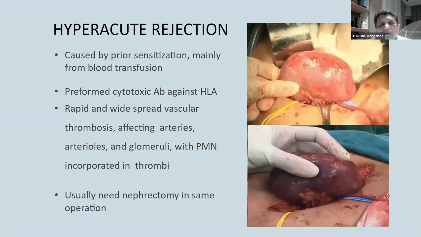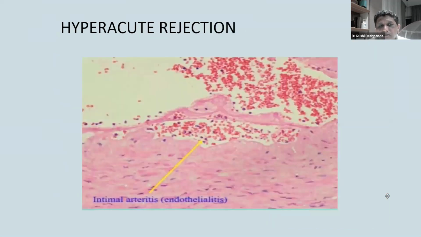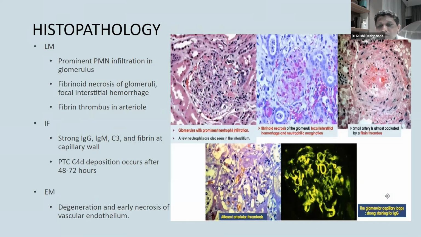So this is what you never want to see: hyperacute rejection, with the kidney appearing blue on the table. If you do a biopsy, you're going to see widespread vascular thrombosis, and these thrombi will usually need a nephrectomy in the same operation. This is how hyperacute rejection looks, with all the intravascular thrombi and endothelitis on the biopsy.